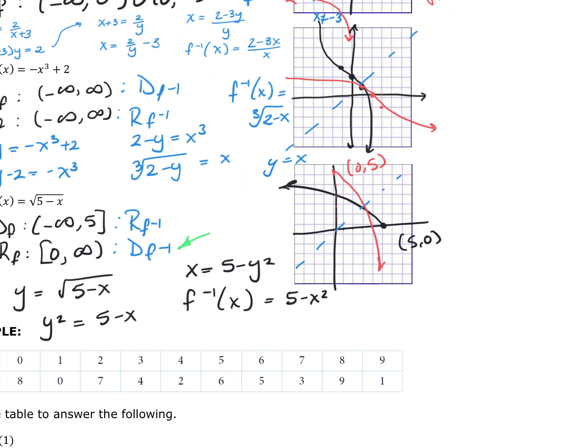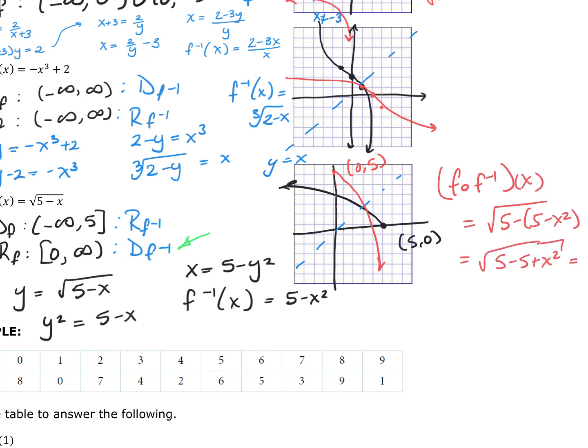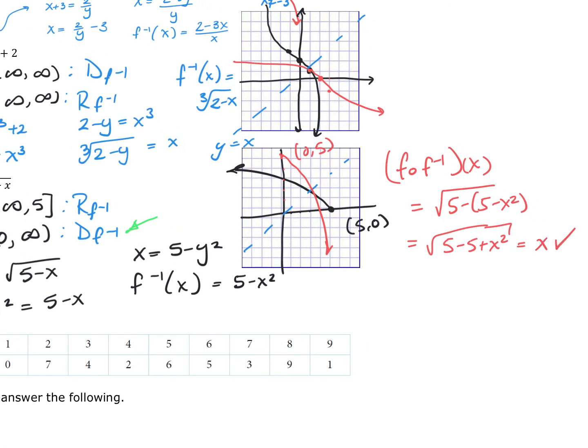We're going to compose f composed of f inverse of x. So this is going to be the square root of 5 minus, and then I have 5 minus x squared. And you can see this is going to be the square root of 5 minus 5 plus x squared, which does indeed give me x. On the restricted domain, that is true.